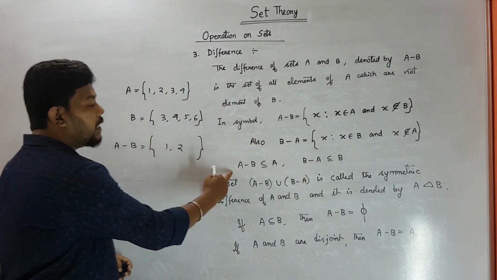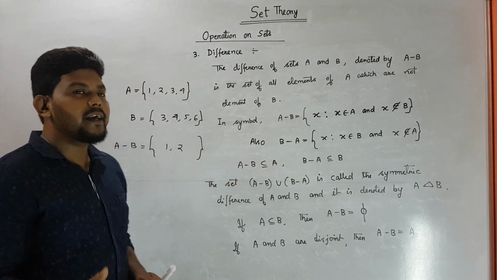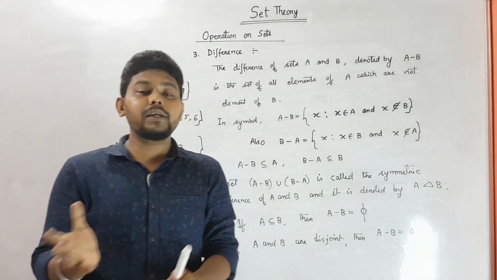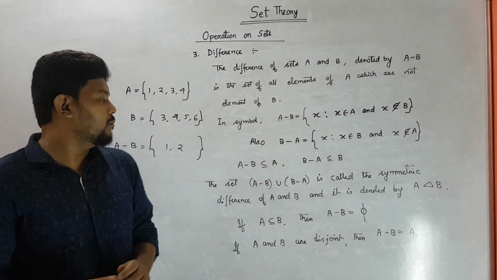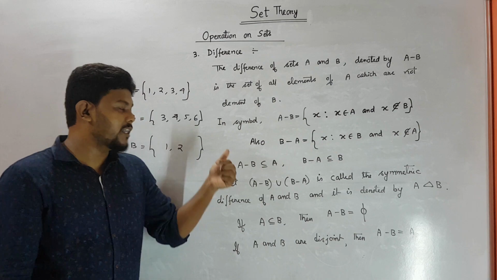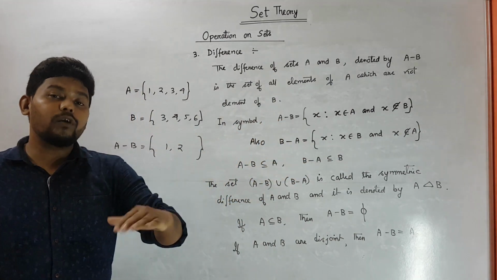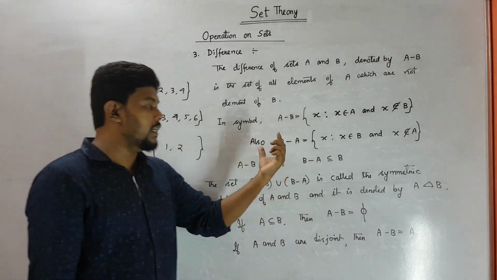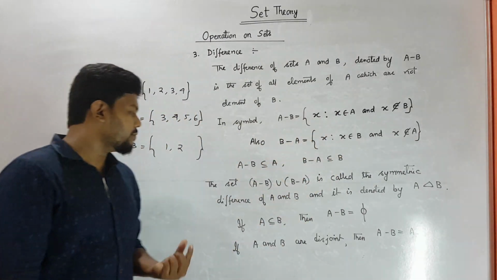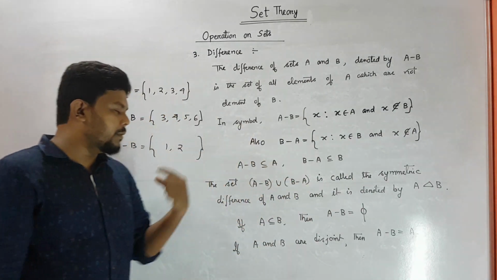Now, A minus B is a subset of capital A. Obviously, A minus B denotes the set of all elements which are present in set A but not in B. Therefore, A minus B is a subset of capital A, and B minus A is the set of all elements which are present in B but not in A. Therefore, B minus A is a subset of capital B. These are some terms you need to remember.